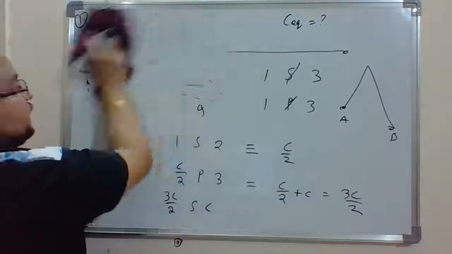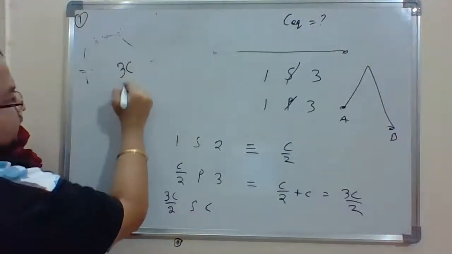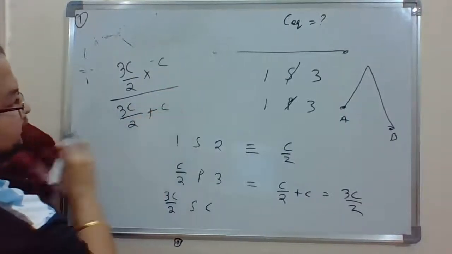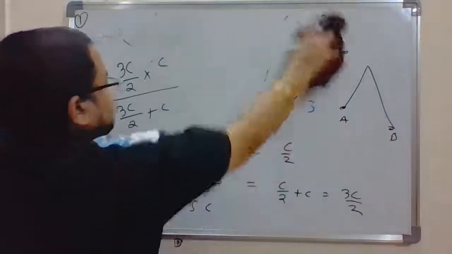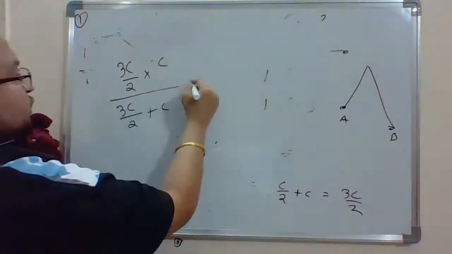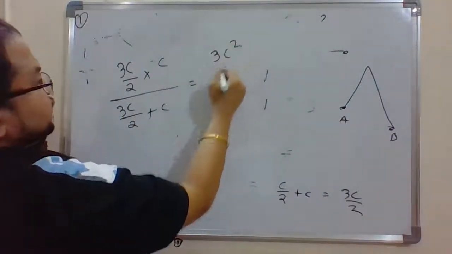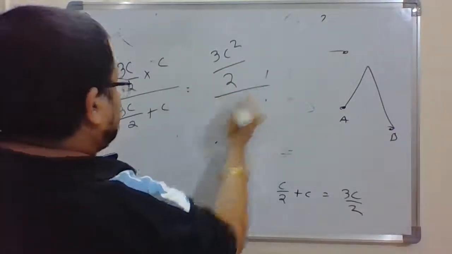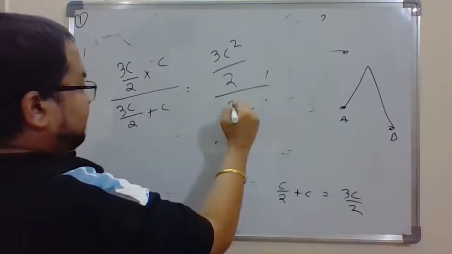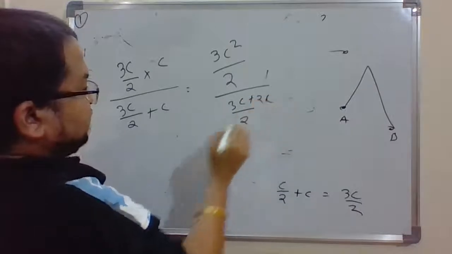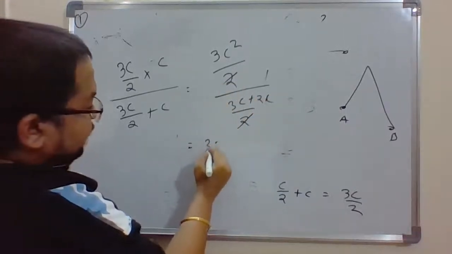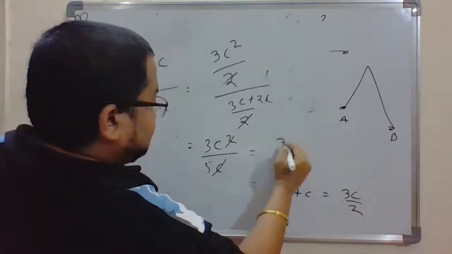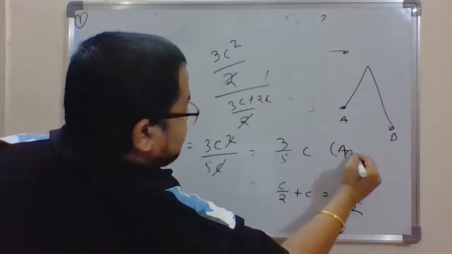So obviously their equivalent capacitance will be how much? 3C by 2 into C by 3C by 2 plus C, C1 C2 by C1 plus C2. Just find out what is the value. So in the numerator we are getting 3C square by 2, and in the denominator we are getting, 2 is the LCM, 3C plus 2C. So these two 2s cancel out. So your 3C squared by 5C, one C cancels out. So the answer is 3 by 5 C. So this is your answer.